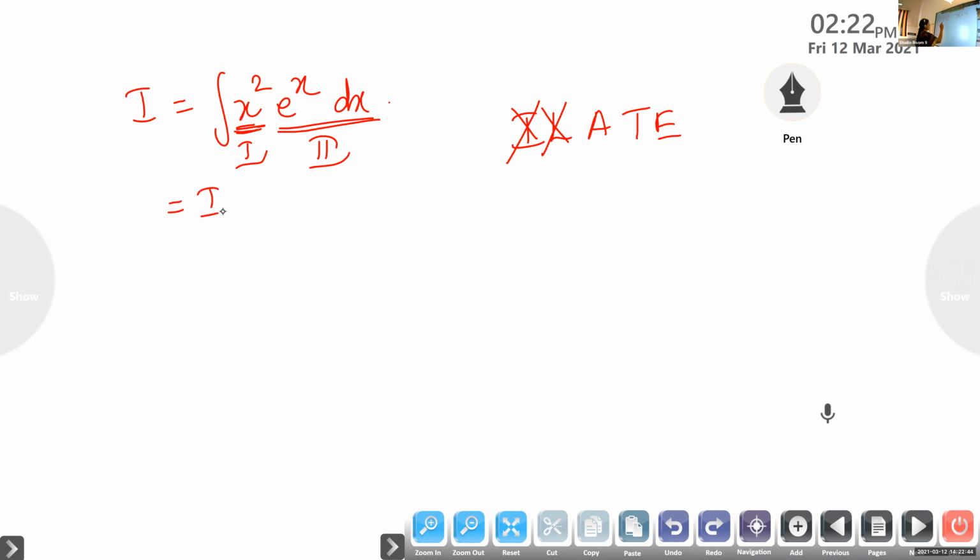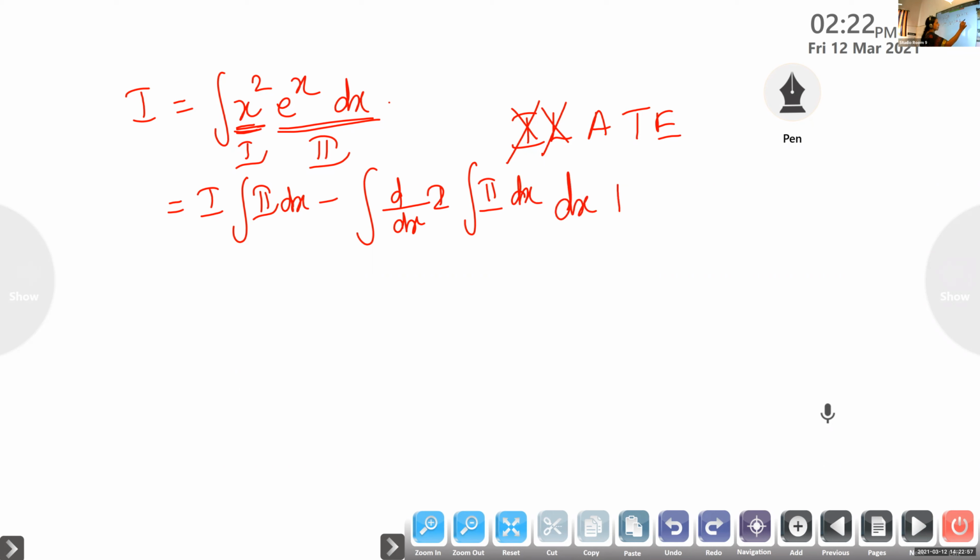Now apply the rule. What is the rule? First function into integral of second function minus integral of derivative of first function, integral of second function into dx. Okay, say it. If you say this two or three times, it will become easy. When you write the first function, say it and write. First function, integral of second function into dx minus integral of derivative of first function, integral of second function into dx plus c.